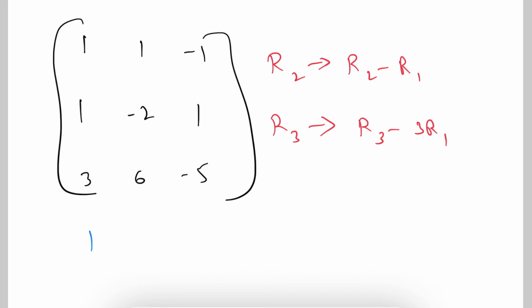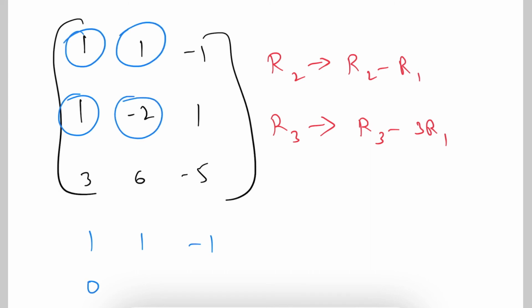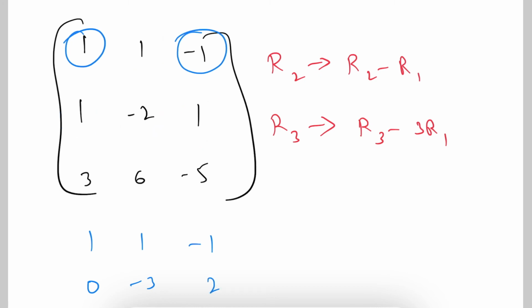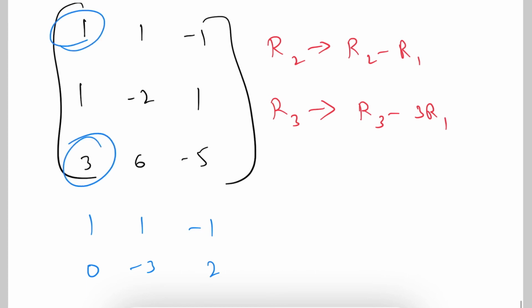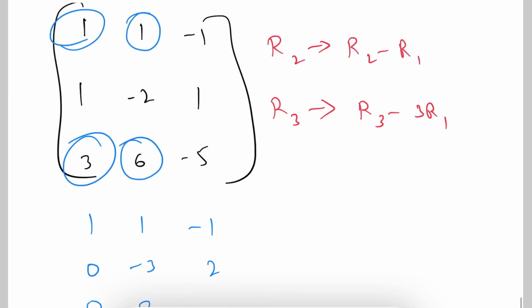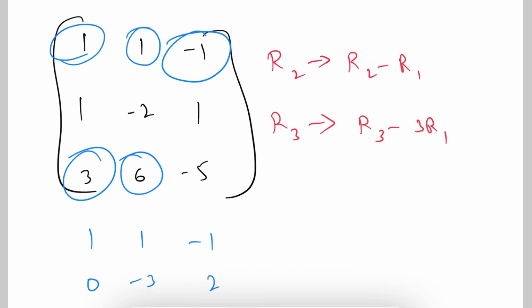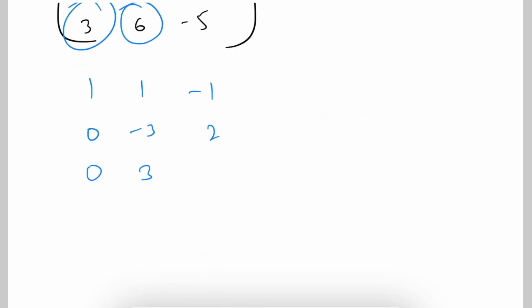So first row as it is 1 1 minus 1, then second row will be R2 minus R1, right? So 1 minus 1 is 0, minus 2 minus 1 is minus 3, and 1, it's already minus, so it will become plus 1 plus 1, it's nothing but 2. Next the last one, that is R3 we took as R3 minus 3R1. So here 3 minus 3 is 0. 6 minus 3 times 1 is 3 again. And then minus 5 plus 3, it will become minus 2.